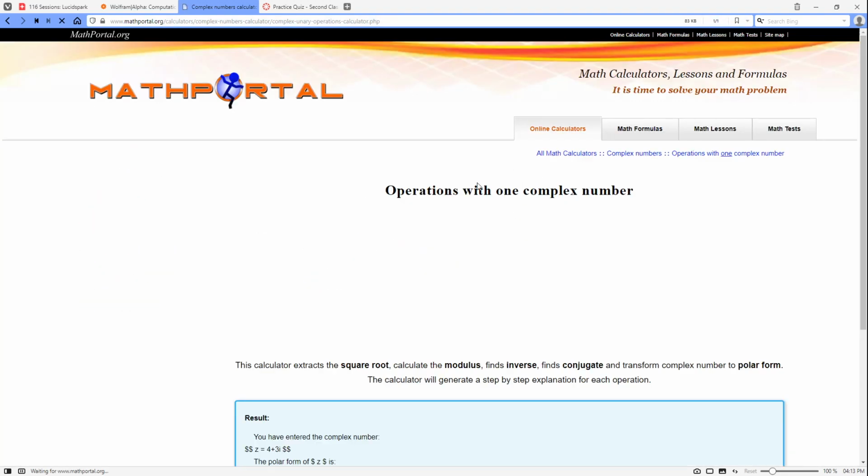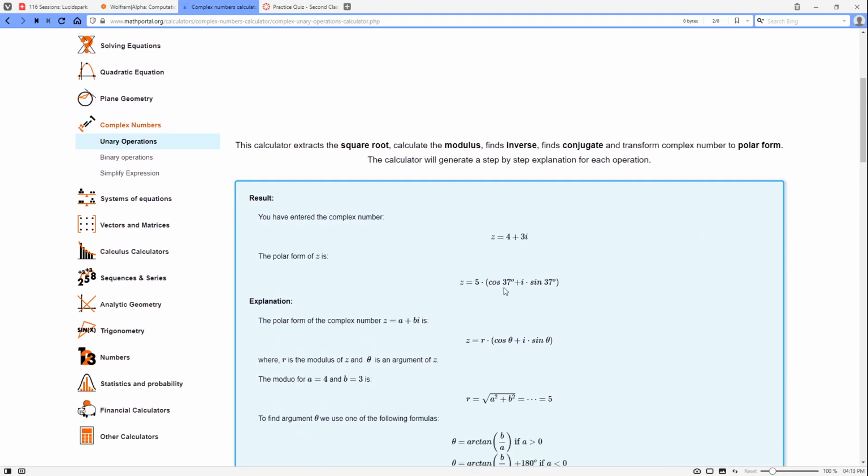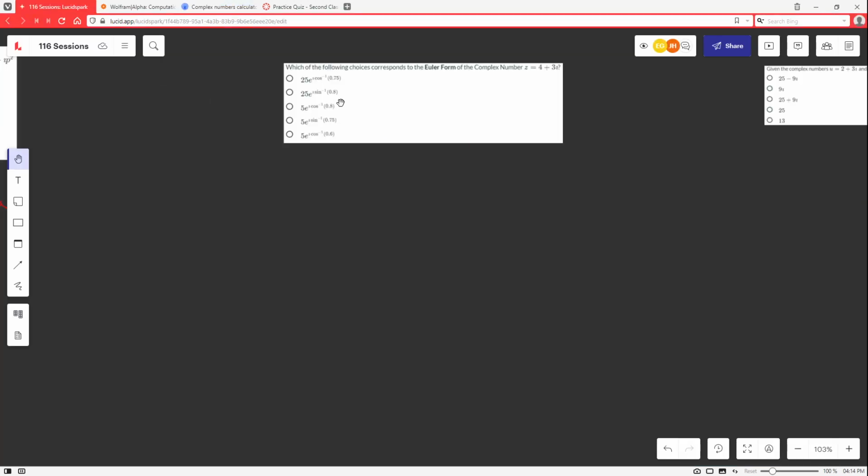I'm going to compute that. That will give us this. This is the polar form of that. I see this 37 degrees. That's our theta. So we want to find the one of these which matches 37 degrees.